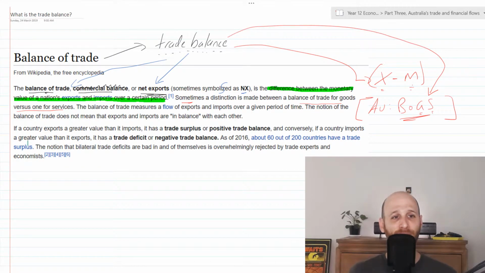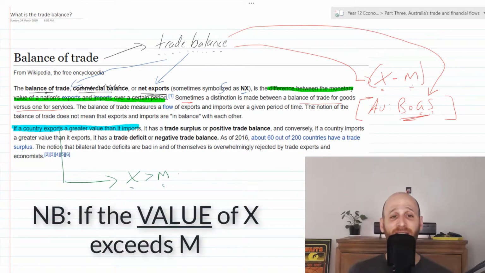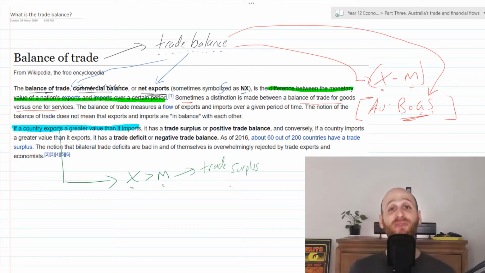Let's get blue. So it says here, if a country exports a greater value than it imports. Before we look at what that means, let's put this into a few symbols. So let's go down here. Make this arrow go this way. So if a country exports greater than its imports, so exports are greater than imports, what we're saying is that if exports exceed imports, what we've got is a trade surplus, that the value of exports exceeds the value of imports. And you can see here that this is the trade surplus.